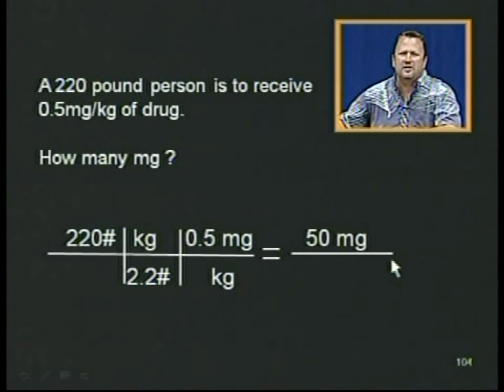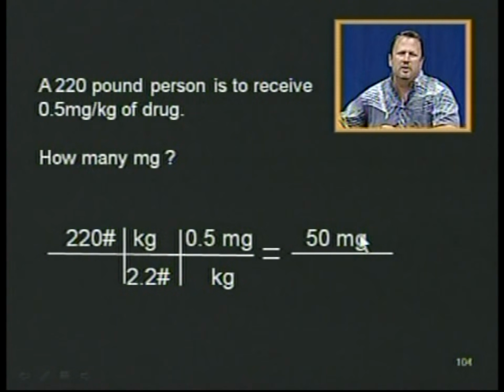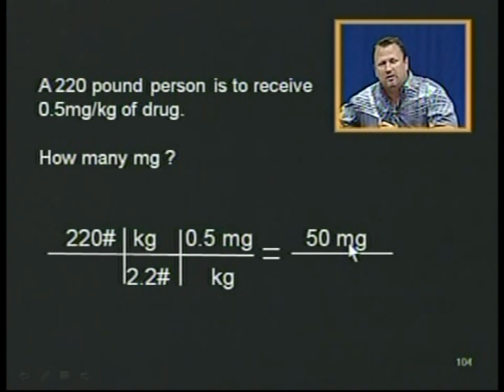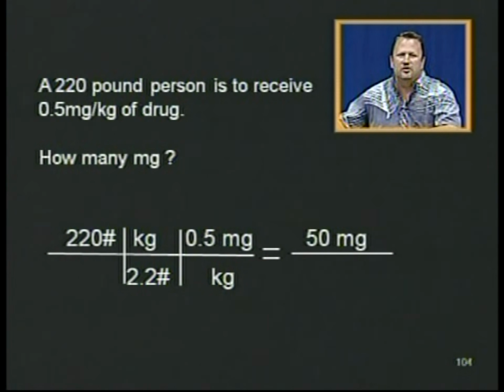So notice our question is how many milligrams. Because our question is how many milligrams, our answer is how many milligrams. And because our answer is how many milligrams, then milligrams needs to be in the numerator of our setup when we do this equation. And so 0.5 milligrams per kilogram was the dose, and we can just line it up the way it was given, putting milligrams on top, and we end up with kilograms on bottom.